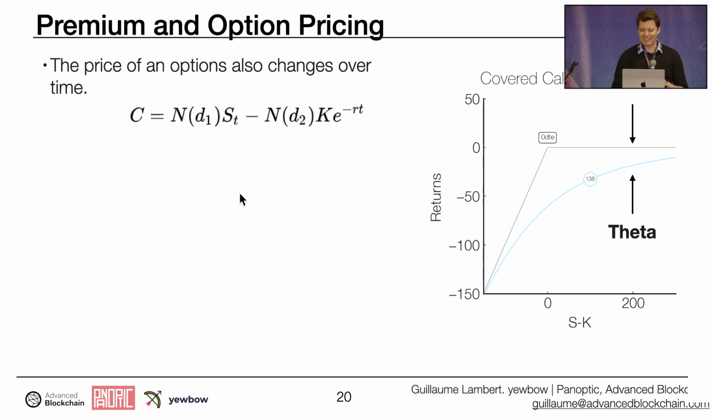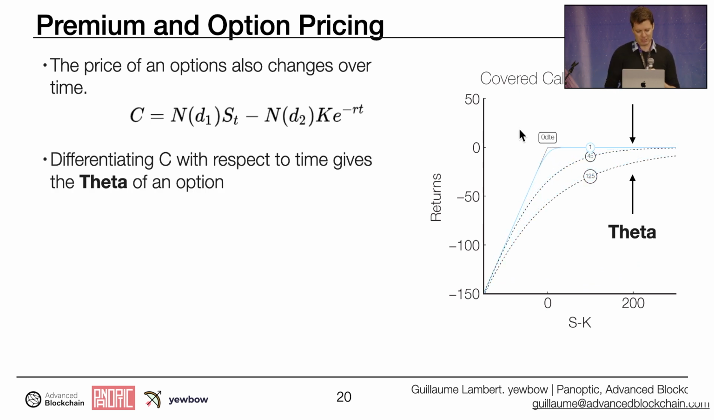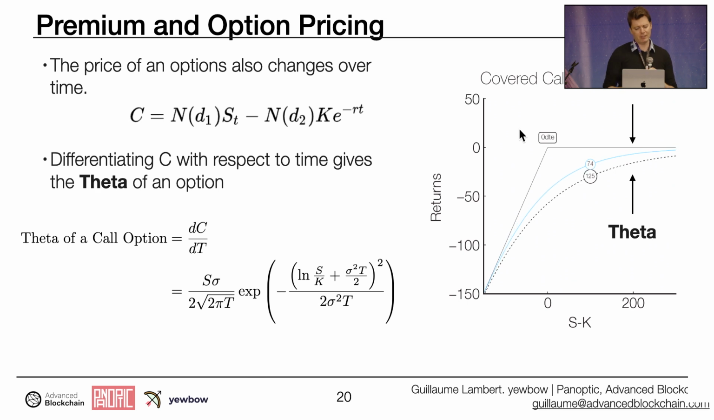So again, the theta, this is the time derivative. If I were to play this movie, you would stay at a fixed strike, and the price would decay over time. So here, from 125 days to 45 to 0, the value decreases until it reaches 0. If you take the derivative of this expression, it's again a Gaussian, basically, and you can express it very simply.